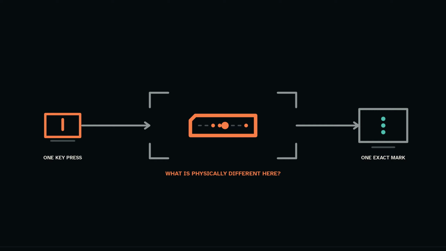We are going to open only its first link, ask what is physically different there, and close it again before moving on. If this first link is vague, every later explanation inherits the vagueness.